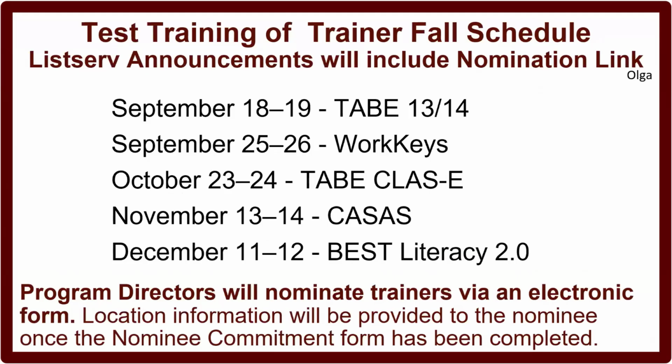Then the test training of trainer fall schedule. This is what's coming up. These are not open until the director gets the listserv announcement. Next week we are having the TAPE 1314. So if you've got anybody that needs to come to that, please get your director to nominate that individual. In September, in a couple of weeks, we have Work Keys coming up. That already went out. We will be sending out the TAPE Class E announcement soon. We also have CASAS, and in November and December, we'll have Best Literacy 2.0. Again, program directors will nominate the trainers via an electronic form, and they'll get that link in the listserv. Location information will be provided to the nominee once the nominee commitment form has been completed.